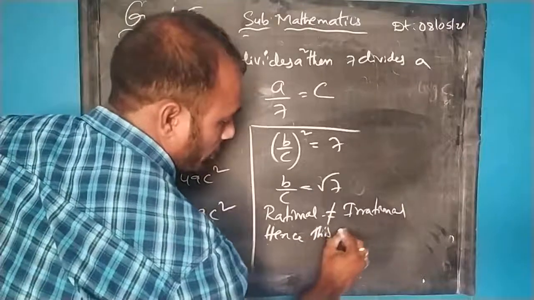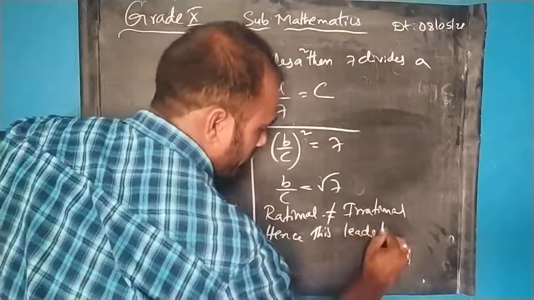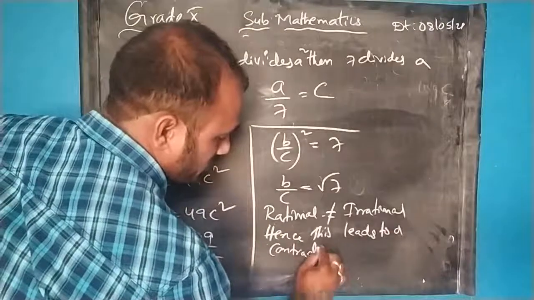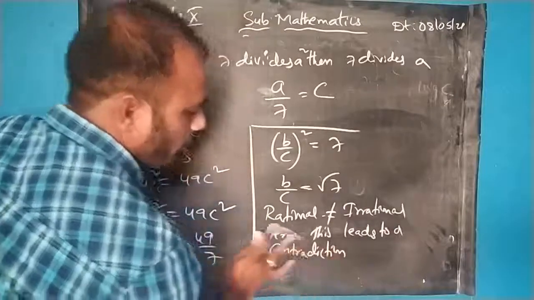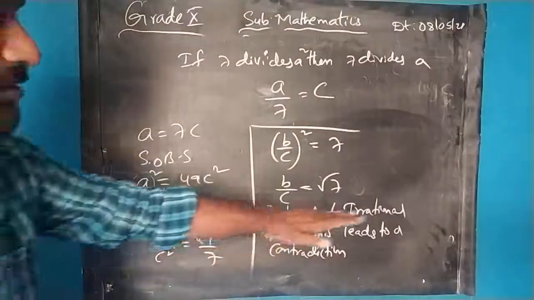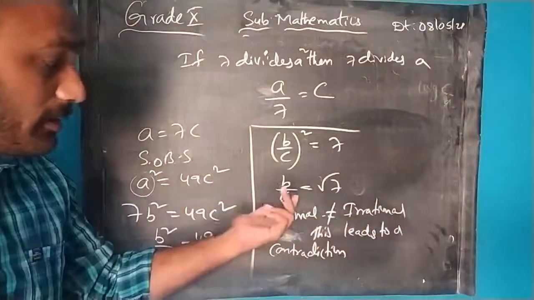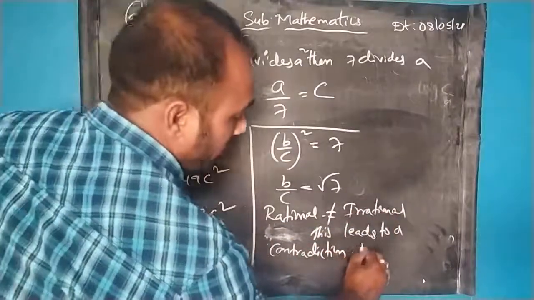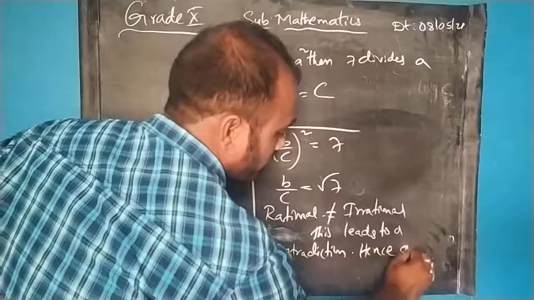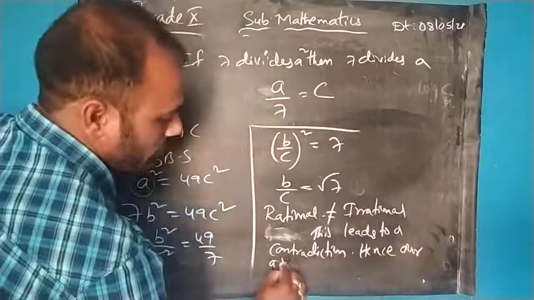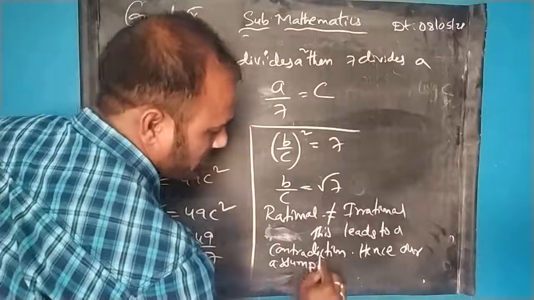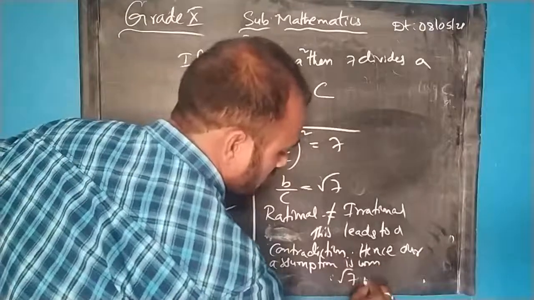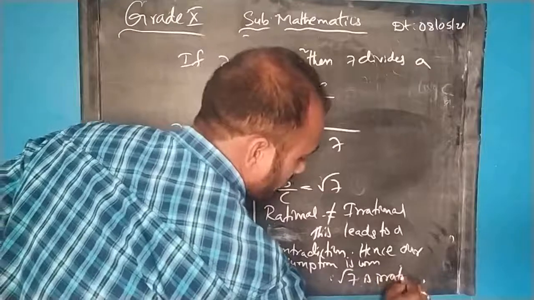this leads to a contradiction. Contradiction means a rational number will never be equal to an irrational number. So it's like true is equal to false. So this leads to a contradiction. Hence, our assumption is wrong. Why? Because we have assumed it is a rational number. Now that our assumption is wrong, therefore, root 7 is irrational.